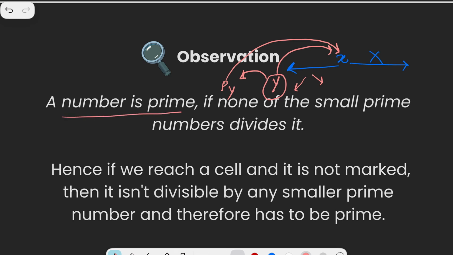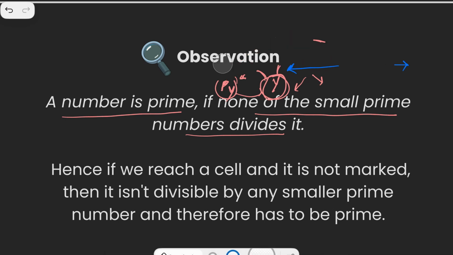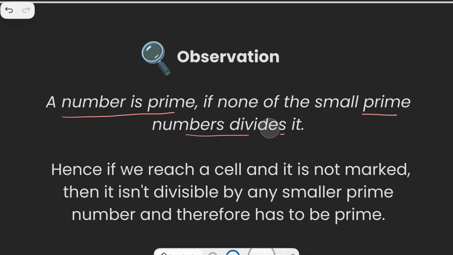A number is a prime number if none of the smaller prime numbers divides it. We don't even have to bother about the composite numbers, because if a composite number is dividing something, then all its prime divisors will also divide that number, right? See, y is a composite number. It is dividing x, and py divides y, and py is a prime factor of y. So ultimately py will also divide x. Hopefully this is clear to you. A very simple and straightforward observation which is directly derived from the definition of a prime number.